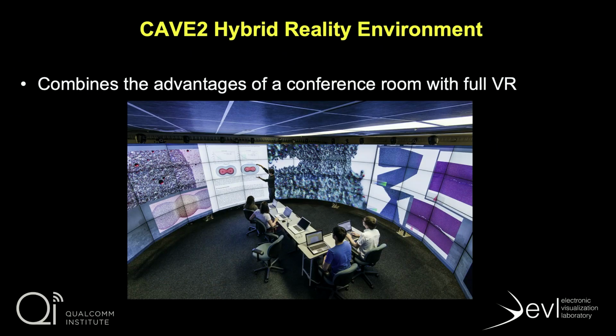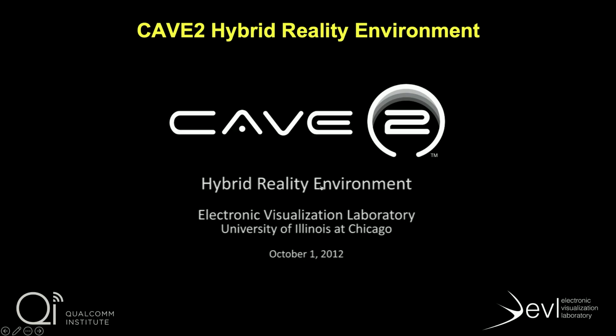The next one I'm going to talk about is Cave 2, which is a current system. What's interesting about it is it kind of combines the advantages of a conference room with full VR. You can hold classes in this, you can have a reasonable number of people in it, and here's a video about that system.